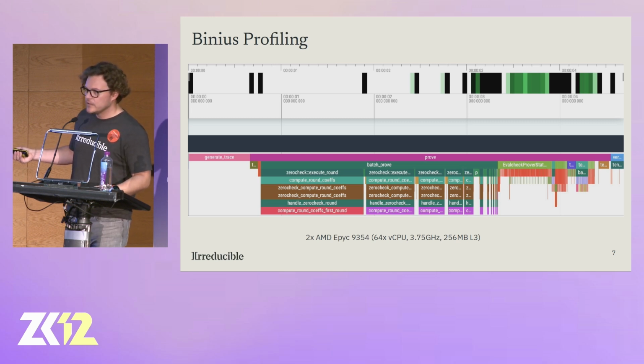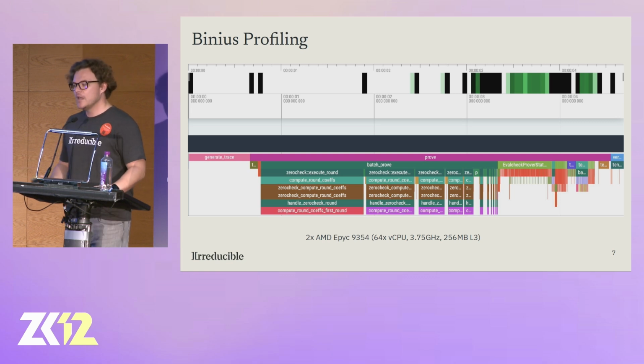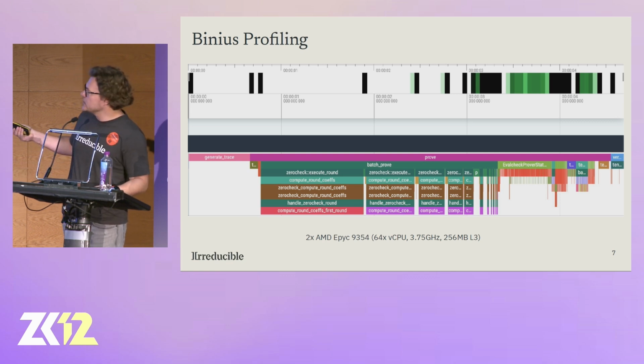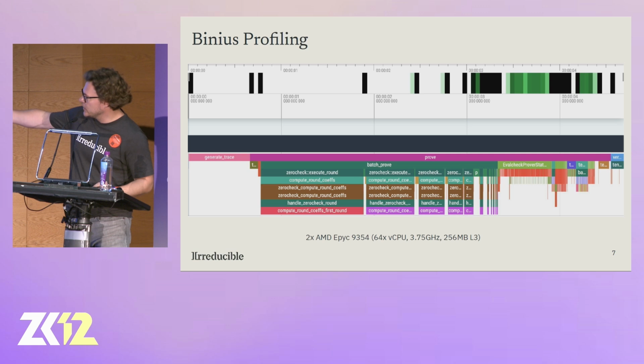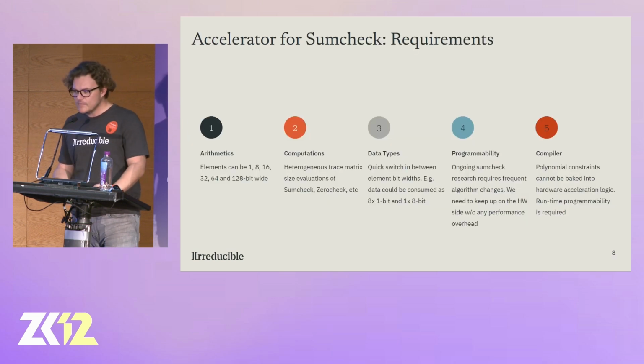It's the same one that we use for Polygon ZK VM. It has 2 CPU nodes, 64 cores each, running at 3.75 gigahertz. It's basically a beast. And this is what it takes to run. This is actually the Keccak proving trace presented here. So yes, our goal as a hardware team essentially is to accelerate this step. So let's see what the requirements are.